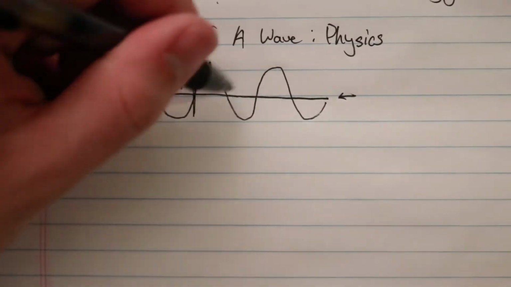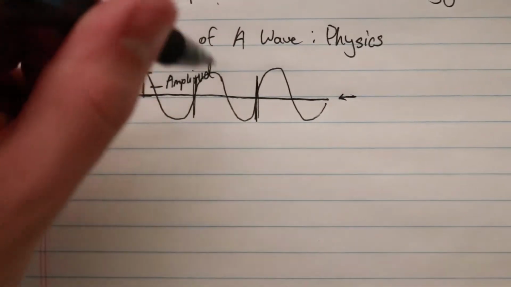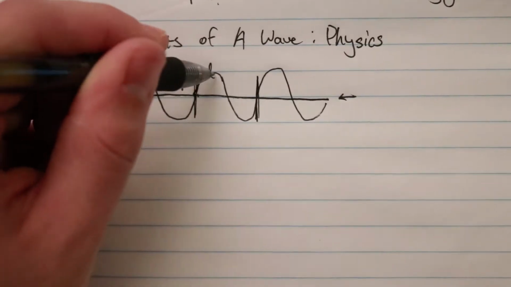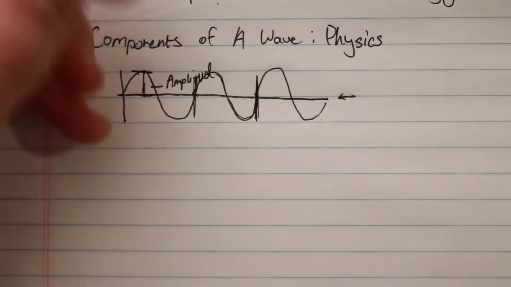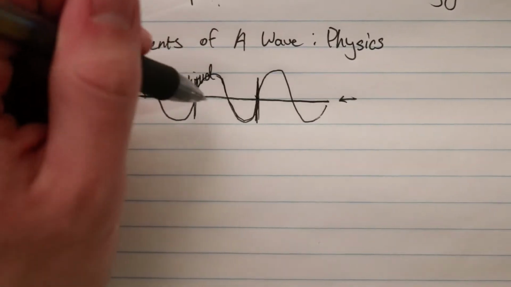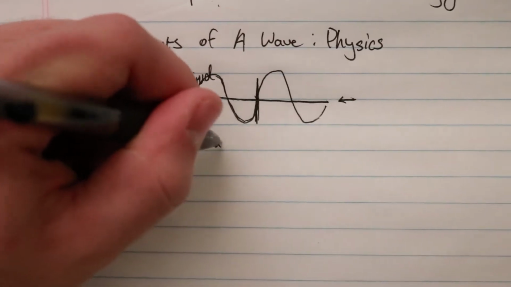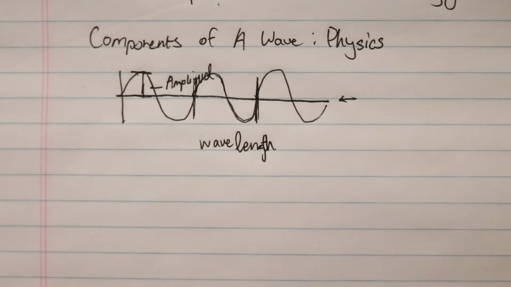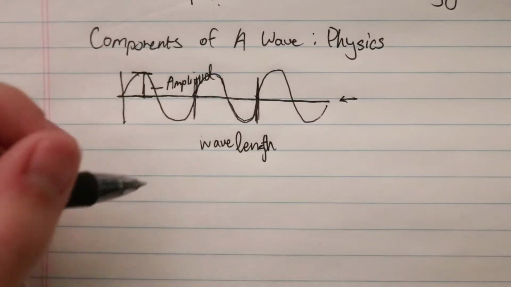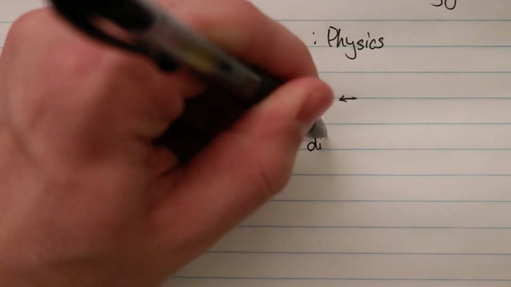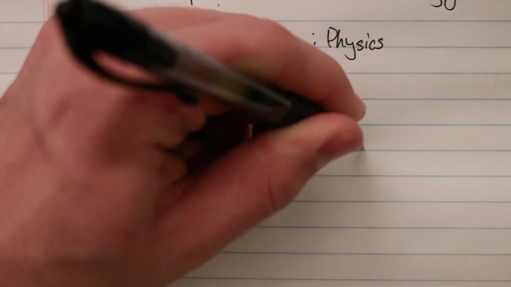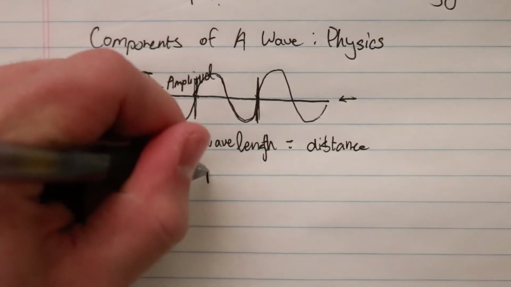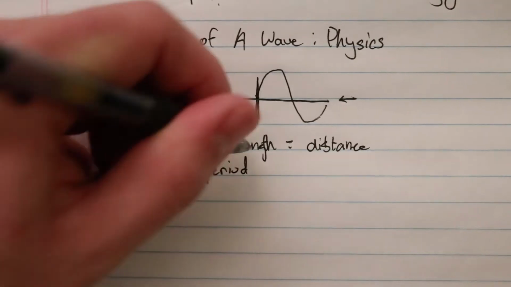Then we also can measure from here to here. So the distance a wave travels before it reaches the same point again in the wave is called the wavelength. And these vary a lot. But that's the wavelength. This would be distance. And then remember, if we're looking at this as far as time, we would think about period.